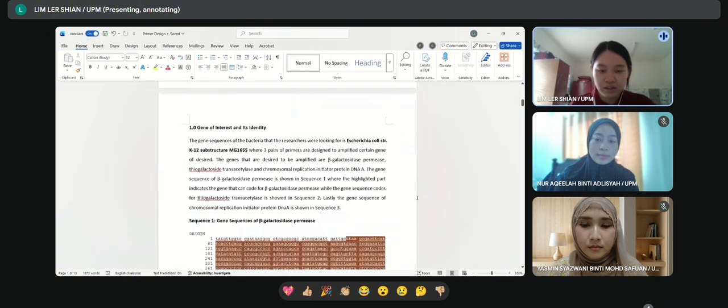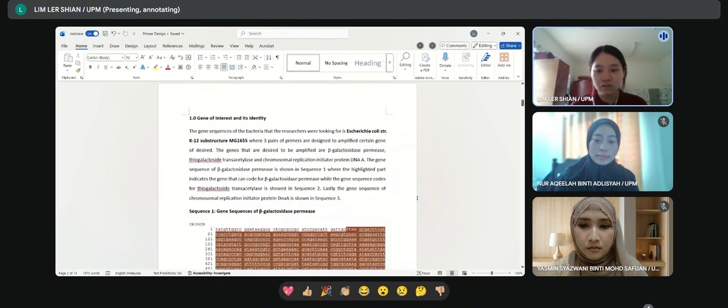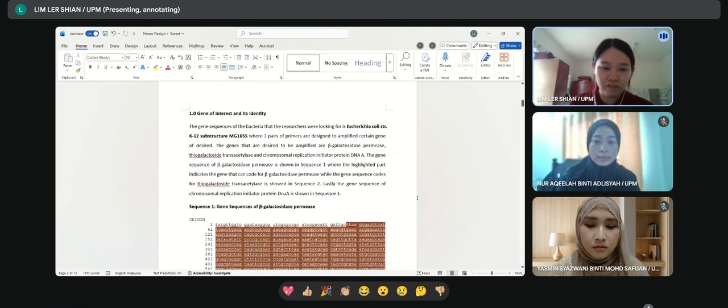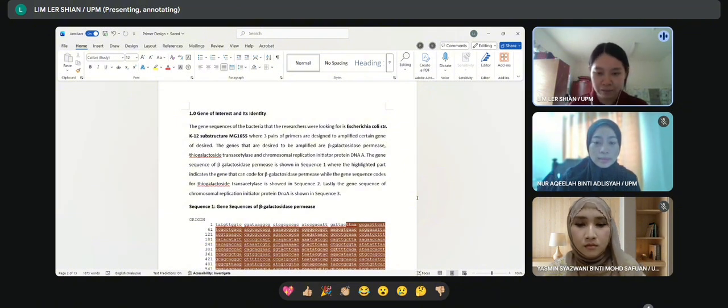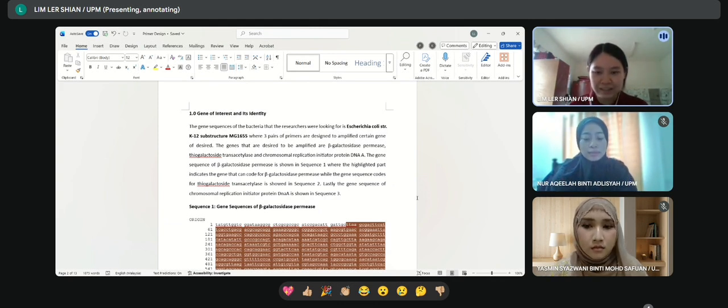So the gene sequence of the bacteria that we are looking for is from Escherichia coli strain K12, substrain MG1655. And we have designed 3 pairs of primers to amplify certain genes, and the genes that we are going to amplify are beta-galactosidase permease, thiogalactoside transacetylase, and chromosomal replication initiator protein DnaA.